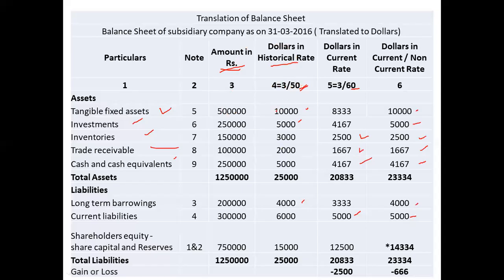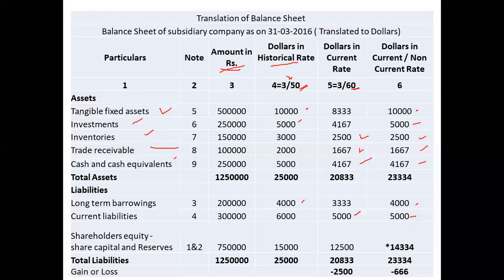We got the dollars: $10,000, $5,000, $3,000. For the same dollars at the current rate, the third column value has to be divided by 60, because 60 is the current rate per dollar. If it is given in dollars and you are told to convert into rupees, then we have to multiply the amount in dollars, and that time the value will become rupees. So we will translate the amounts into dollars in this problem.